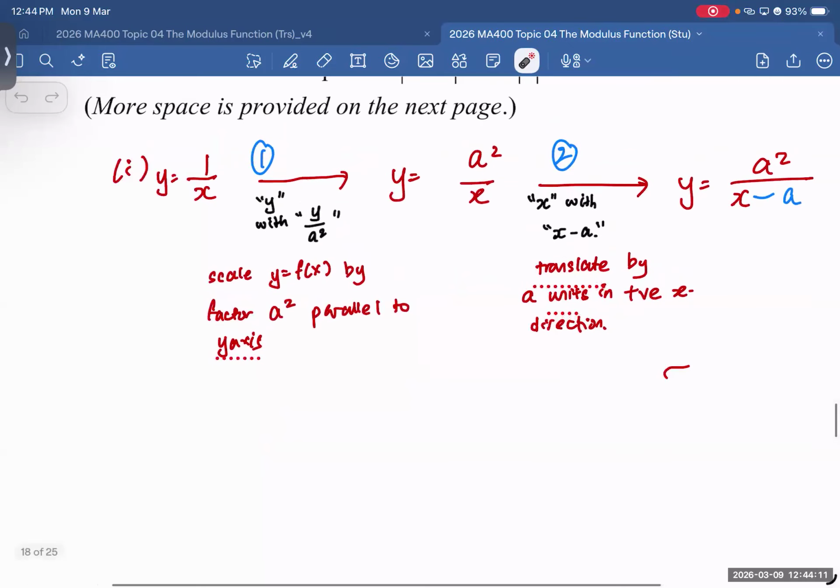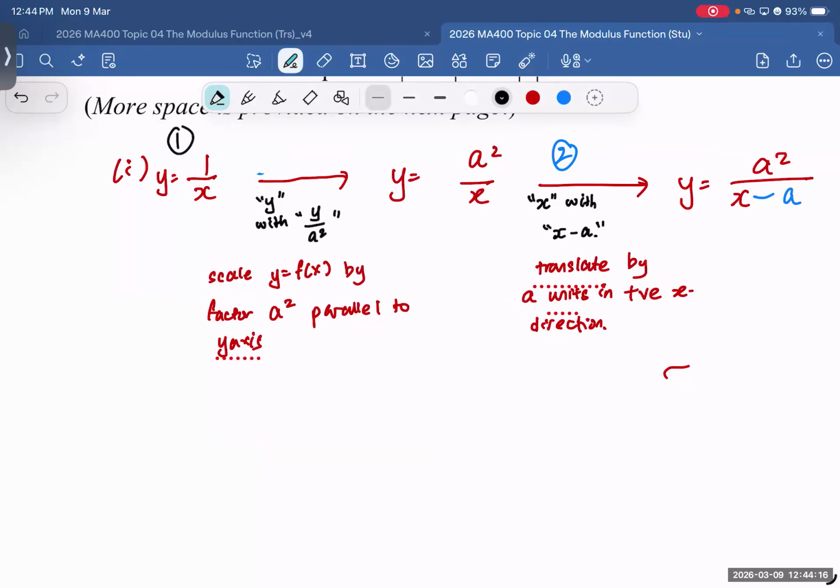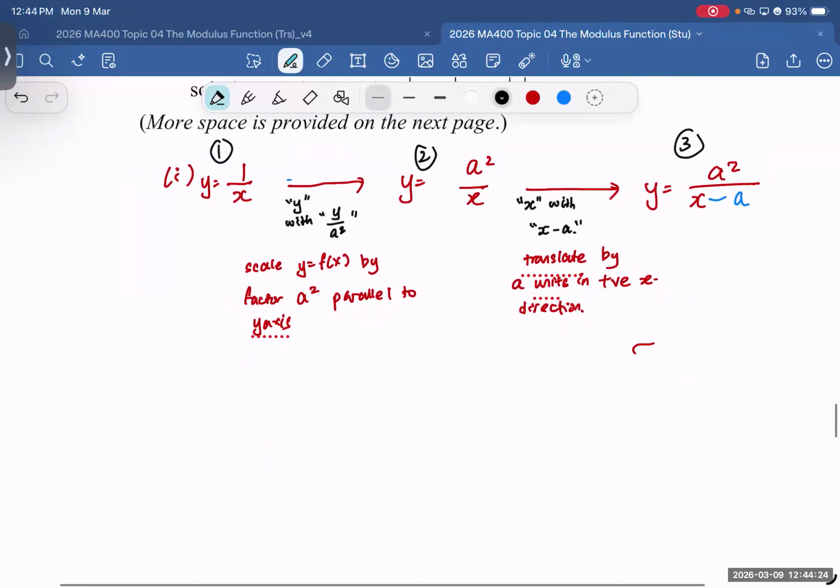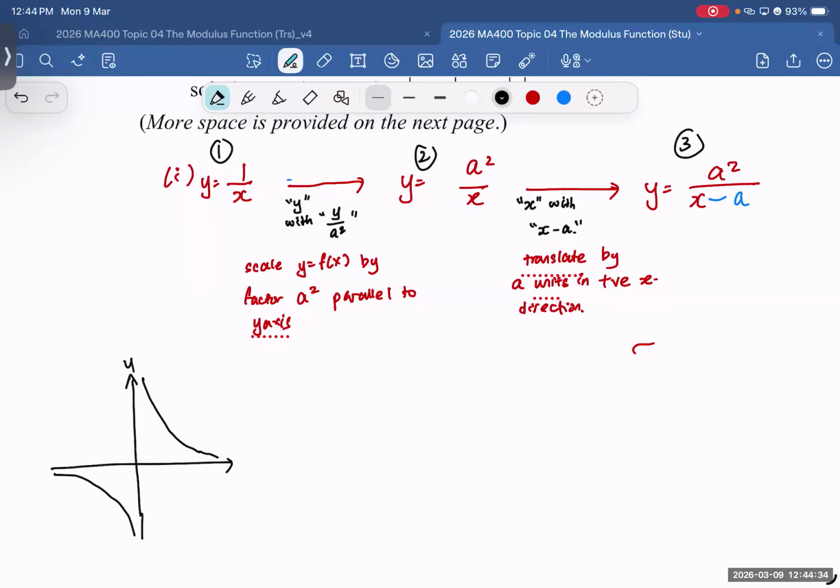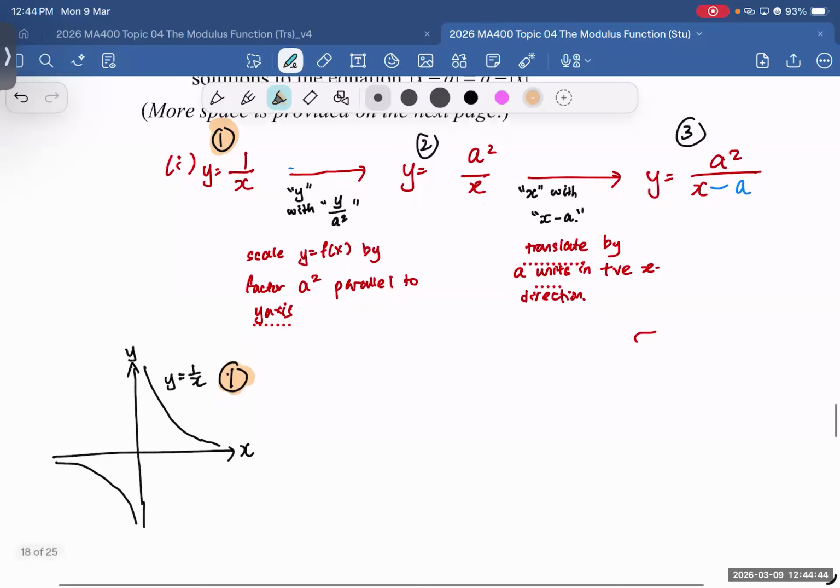So maybe I talk about graph number 1, graph number 2, graph number 3. This is just to show you intermediately what the graph is like. So this is 1 over x. This is y equals 1 over x, graph number 1. Graph number 2, no big deal.